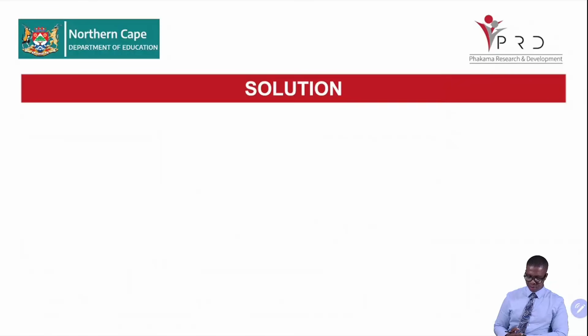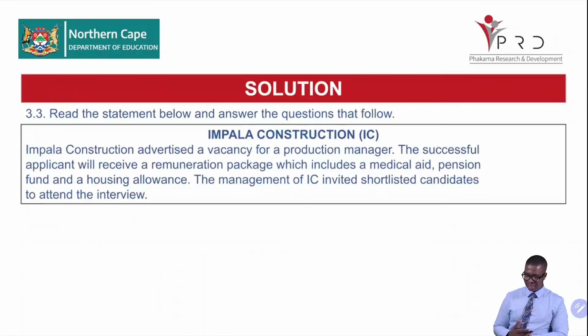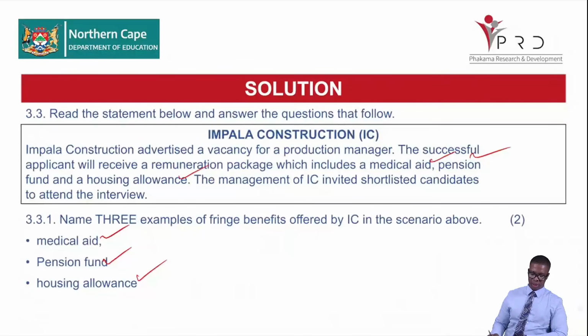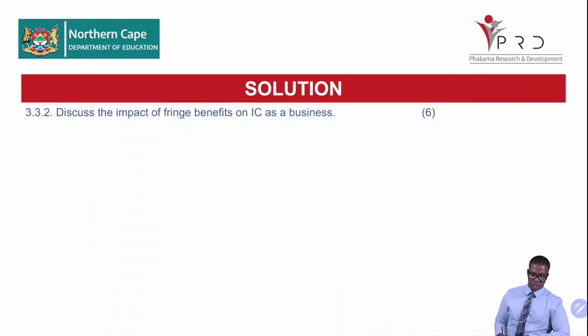So let's check if you would get it right. Yes, very clear, because you have medical aid, you have pension fund, and housing allowance. Where did we take them? Medical aid, pension fund, housing allowance. Then we move and go to what? Discussing the impact of fringe benefits.